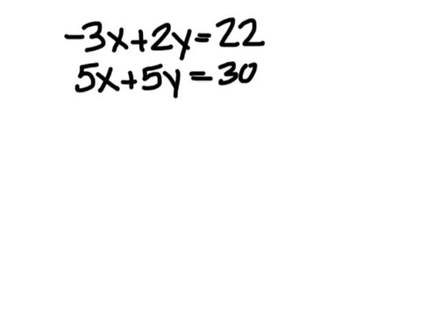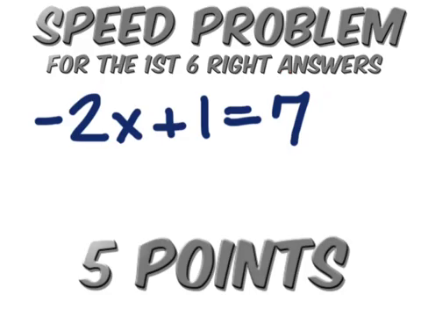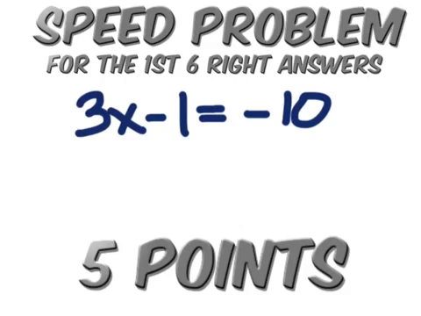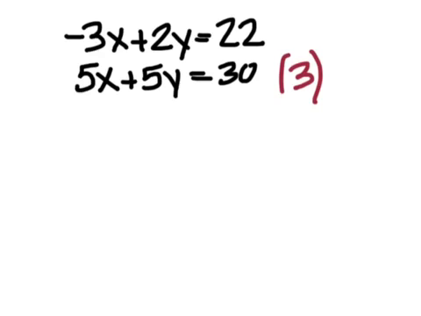The system of equations is negative 3x plus 2y equals 22 and 5x plus 5y equals 30. The first thing I need is the number that goes in that spot, and walk by with it and show me. This goes to the first 7 people. Answer for this one is 3. So the number is 3 that goes in this spot.